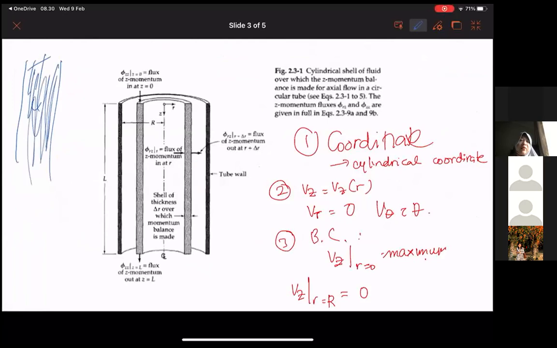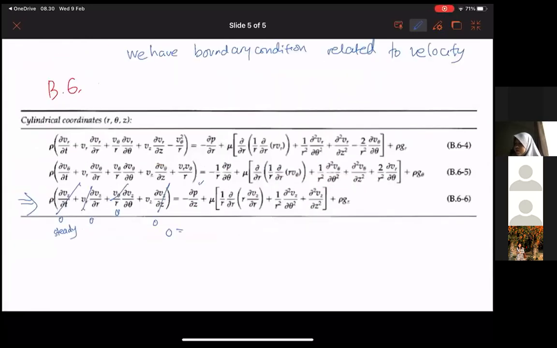It is full of fluid, so it is a closed system. So we have dou P over dou z, and then mu, and then this one, 1 over r, dou over dou r of dou phi z over dou r, because phi z is a function of r. This is a second derivative, so it would be equal to 0.